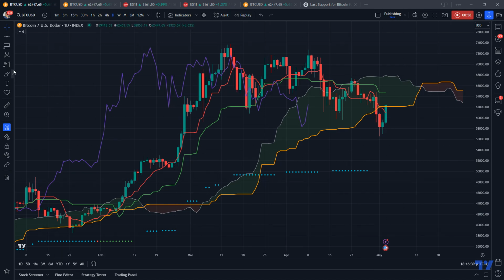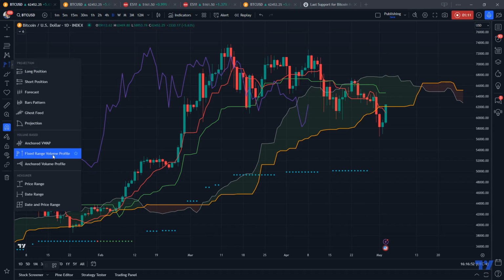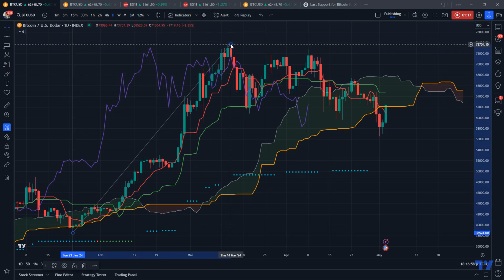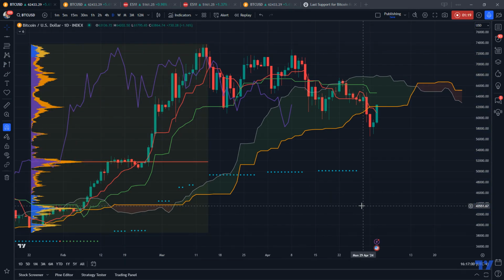So first of all, volume profile is a tool that I think is the best for finding support and resistance levels. And how I draw it for this moment in time in particular is I use a fixed range volume profile from this tool, the drawing tool in TradingView, from the low in January up to the new all-time high of March the 14th. And we get a histogram of price action.